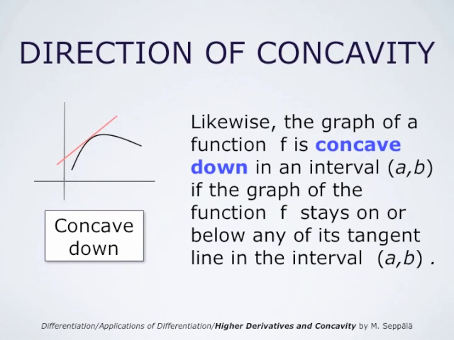Likewise, we say that the graph is concave down in the interval from a to b if the graph stays on or below any of its tangent line in this interval. This graph here, the black curve, is concave down because it stays below or on any of its tangent line.